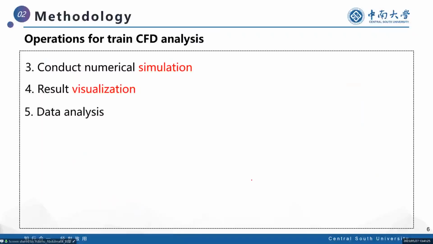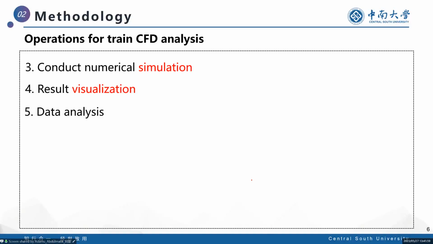So number three is to conduct the numerical simulation. Since we have already generated the mesh, the next step is to conduct the numerical simulation itself, to allow the computer to simulate and provide us with the necessary data to analyze the aerodynamic properties of the high-speed train. Then after that, we are going to see our results, right?